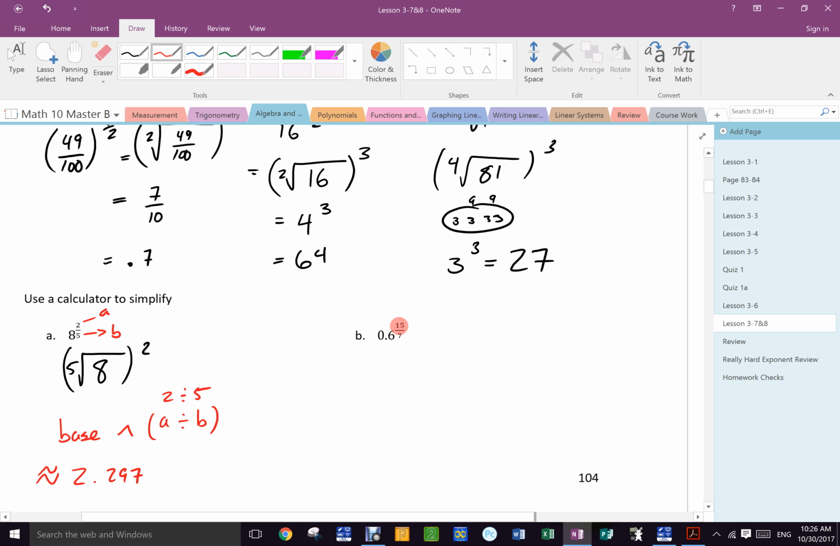So how would I punch that into my calculator? I'd still use base, exponent, bracket, bracket. So what would I do? I'd punch in 0.6, exponent, bracket, 15, divided by 7. And what would I get for an answer?